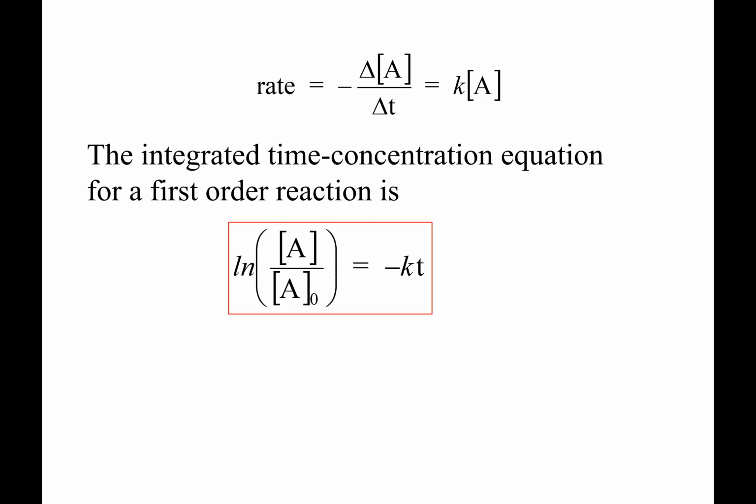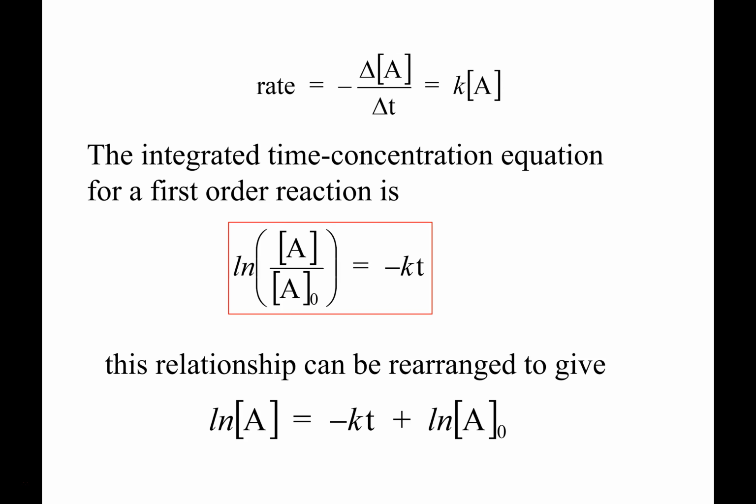So again, I'm going to give you an equation sheet, but you have to recognize this important relationship for first order reactants: the natural log of the ratio of the molar concentration of A at any time t to the initial molar concentration of A is equal to negative kt. That's pretty cool.